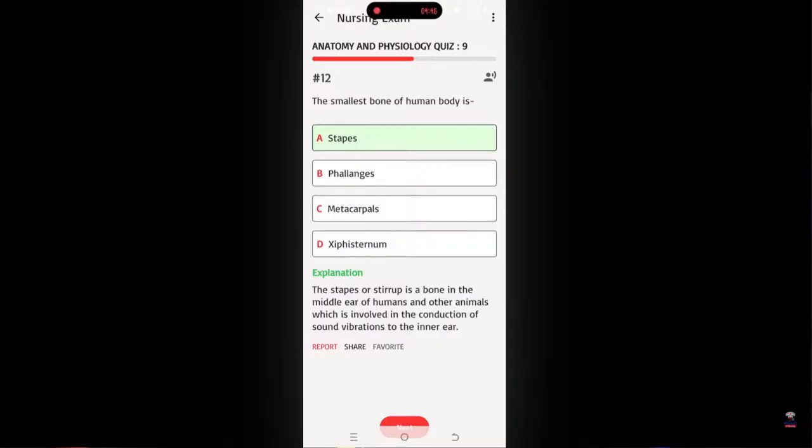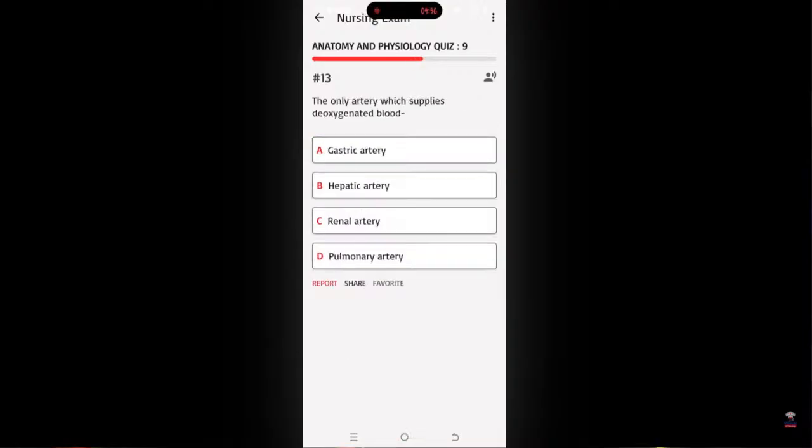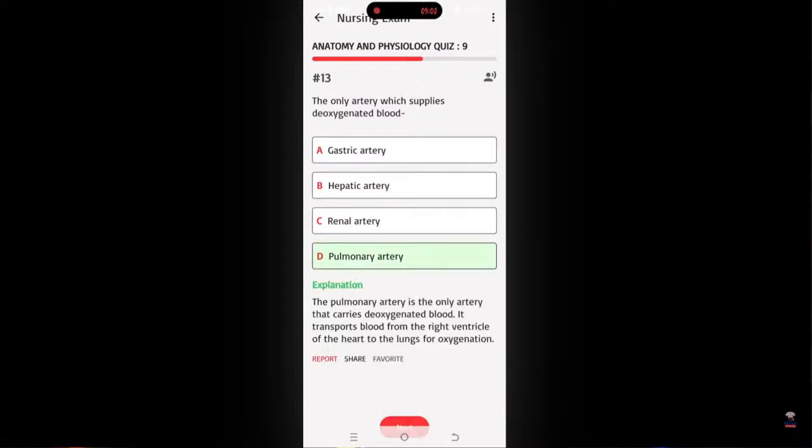The only artery which supplies deoxygenated blood: A. Gastric artery. B. Hepatic artery. C. Renal artery. D. Pulmonary artery. Correct answer. The pulmonary artery is the only artery that carries deoxygenated blood. It transports blood from the right ventricle of the heart to the lungs for oxygenation.